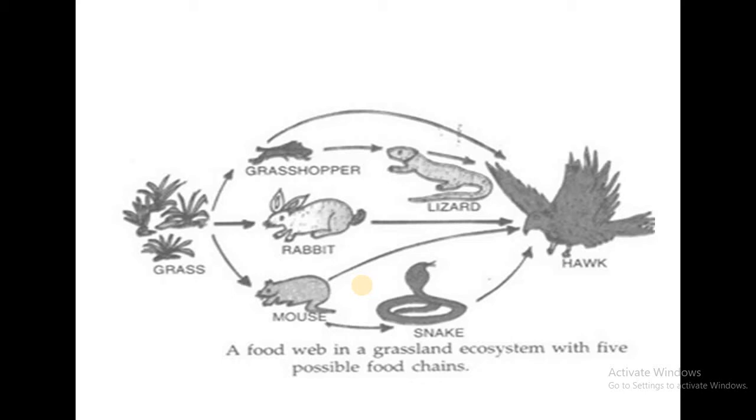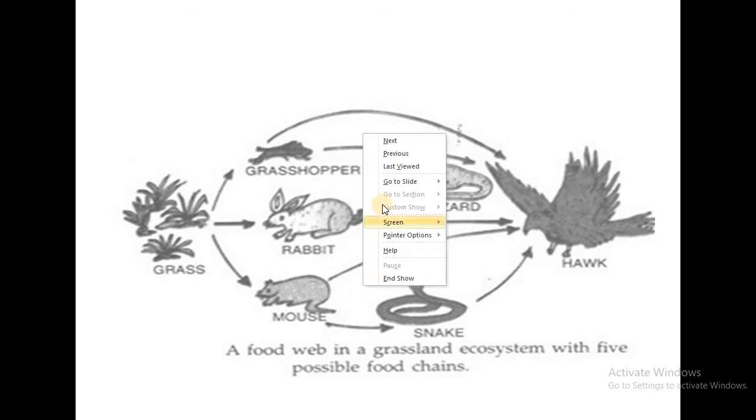So all these 5 chains are interlinked with each other at different points, forming the food web. So this is one type of food web you can explain, or you can write in the examination, that is the food web in the grassland ecosystem. How in the absence of any organism it is consumed by other organisms.